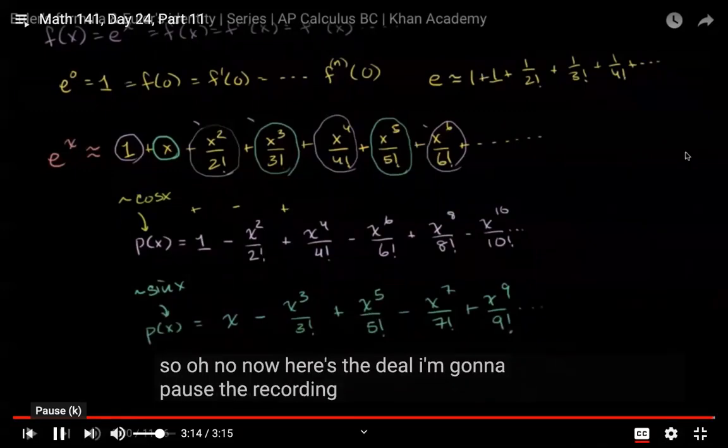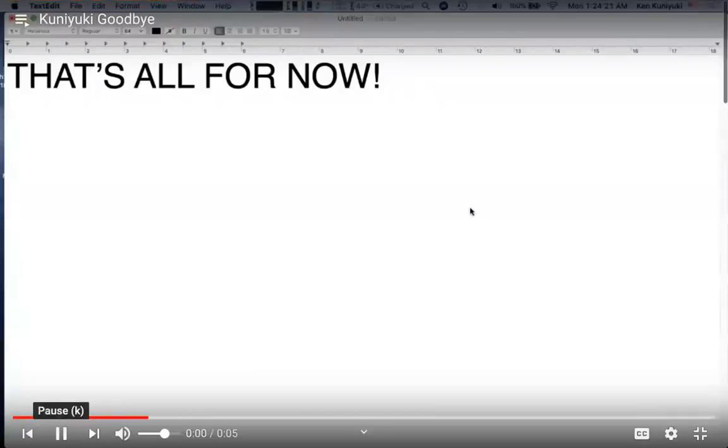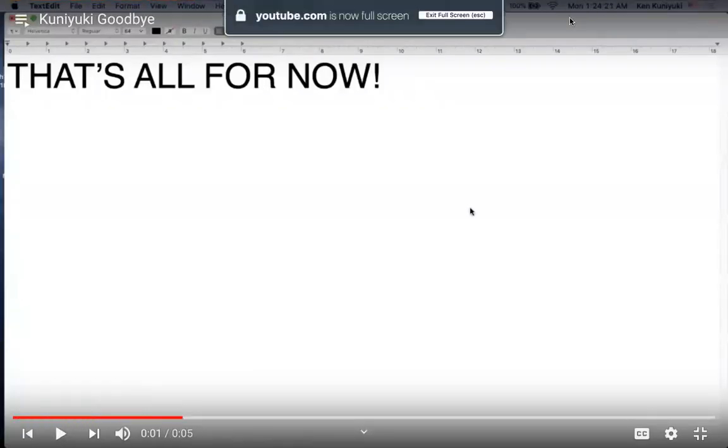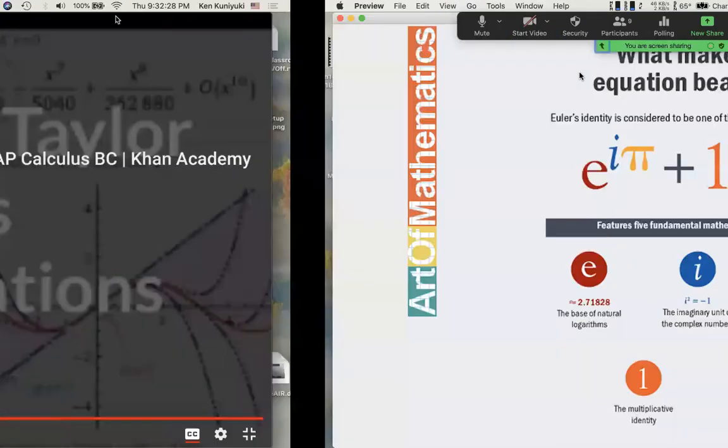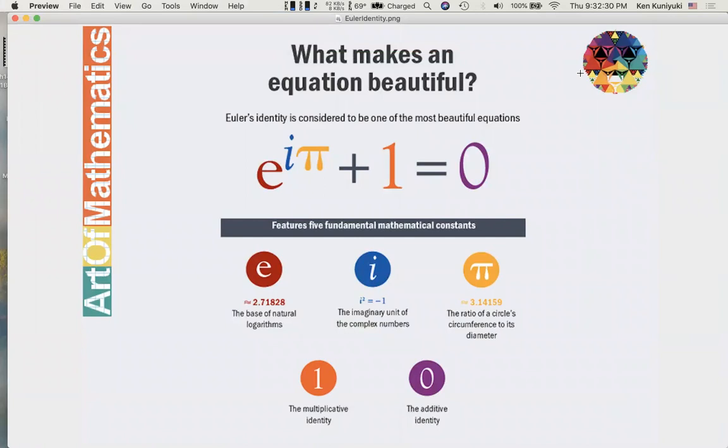I'm going to pause the recording now, but not for all of it, because I'm going to go to Khan before we end. Here's a nice little thing about Euler's identity: again, e, i, pi, 1, and 0. I can email that out.